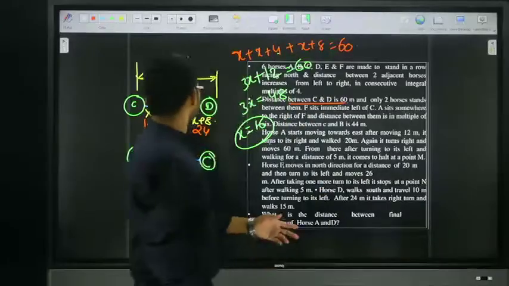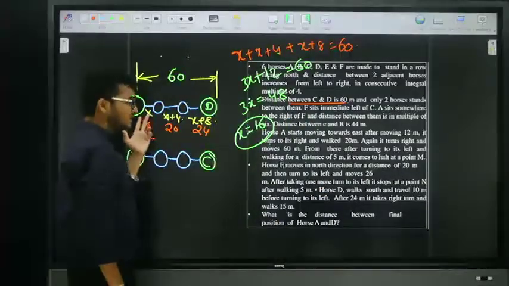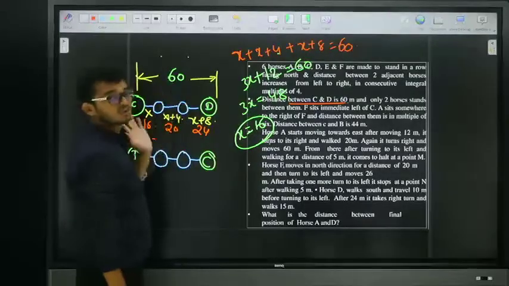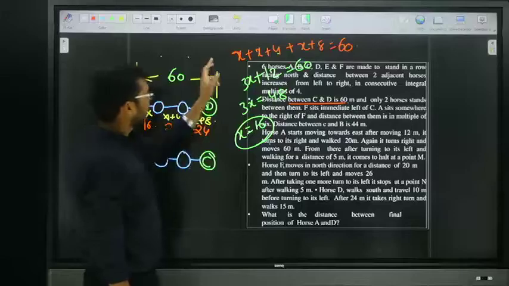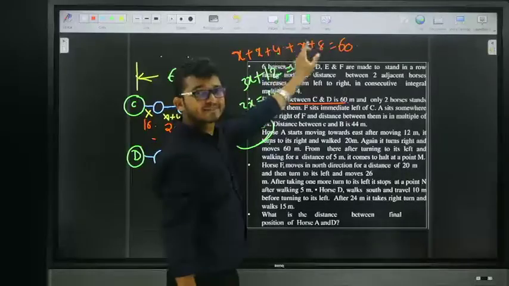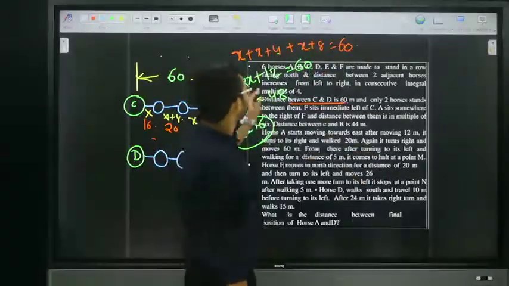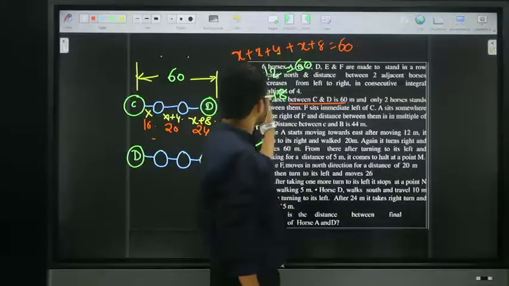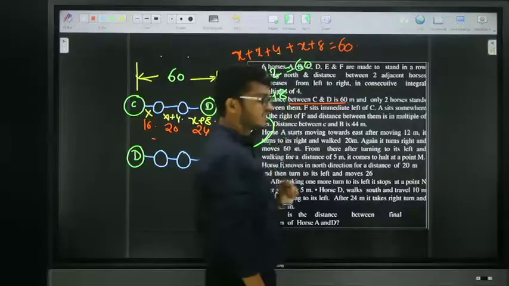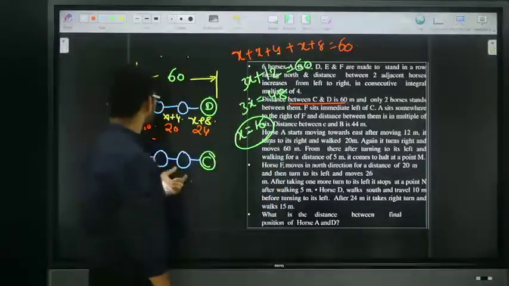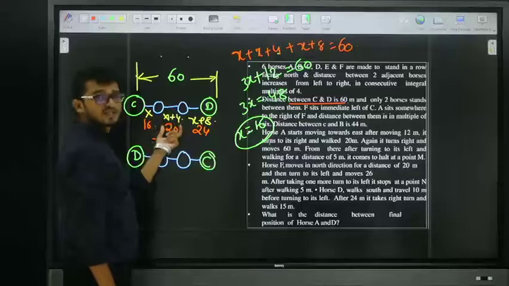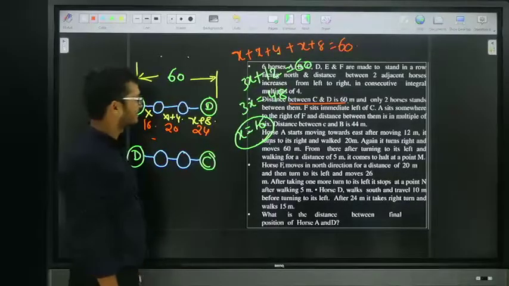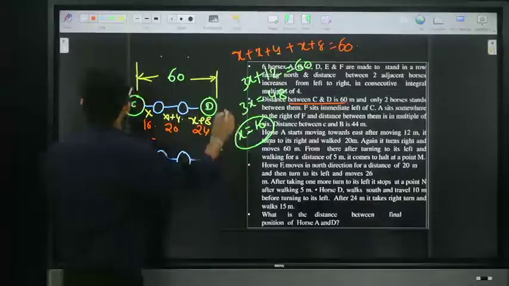Suppose I take x: the next distance is x plus 4, the next is x plus 8, and the total is 60. So x plus x plus 4 plus x plus 8 gives 3x plus 12 equals 60, then 3x equals 48, then x equals 16. Then the next one is plus 4, that means 20, and the next one is 24.